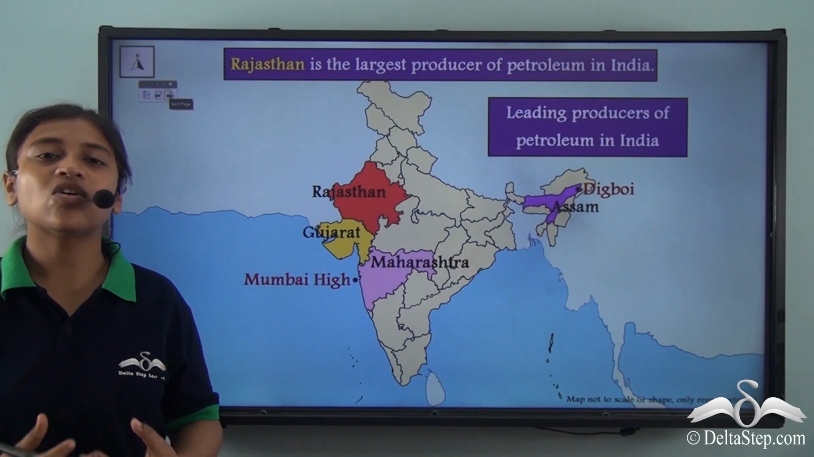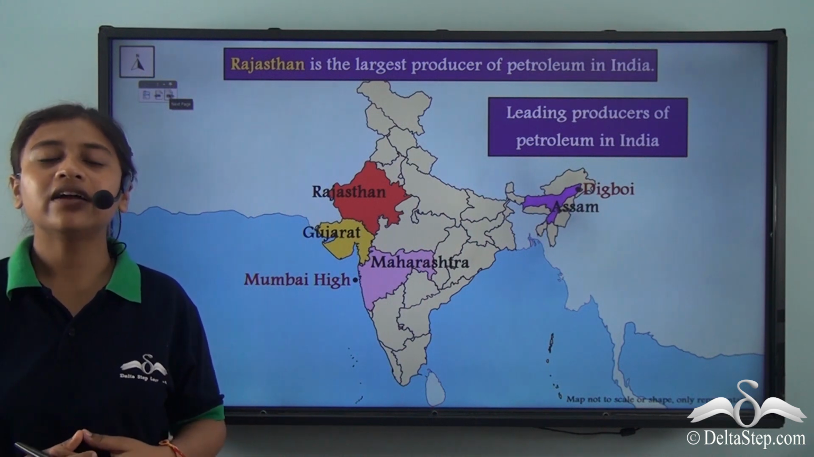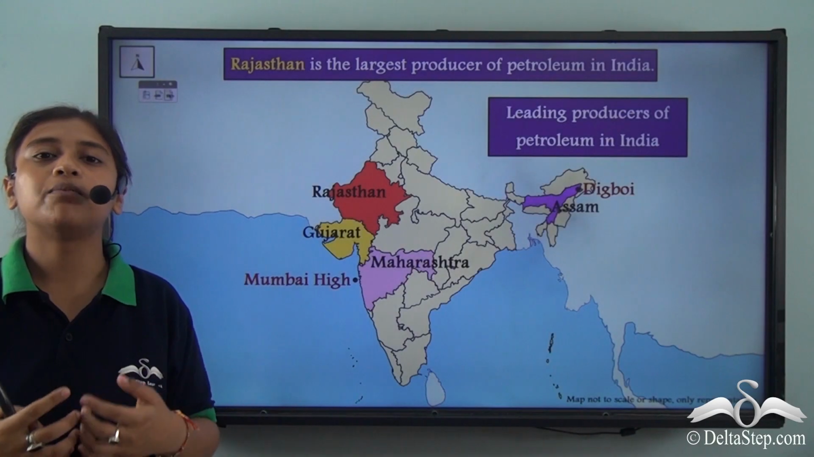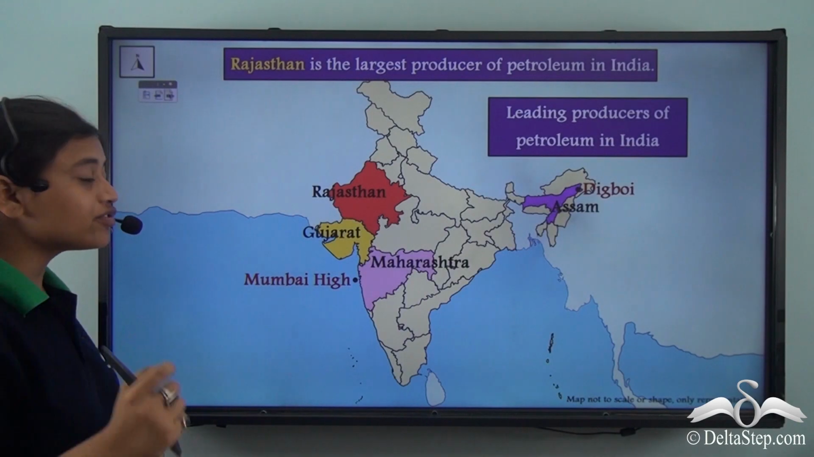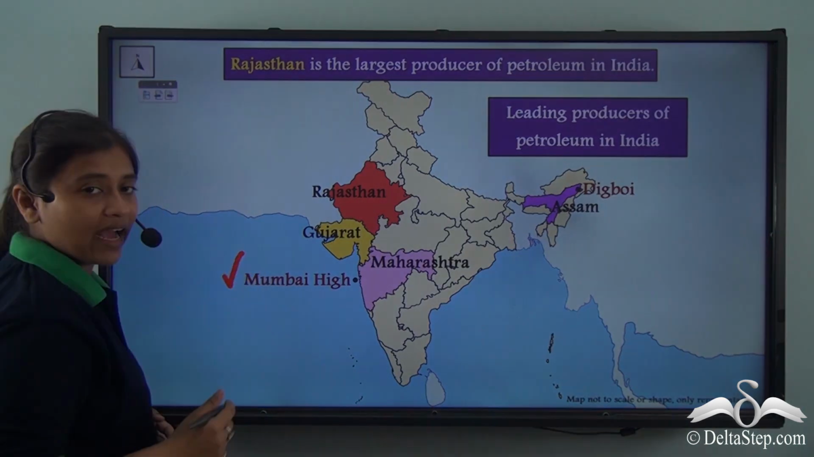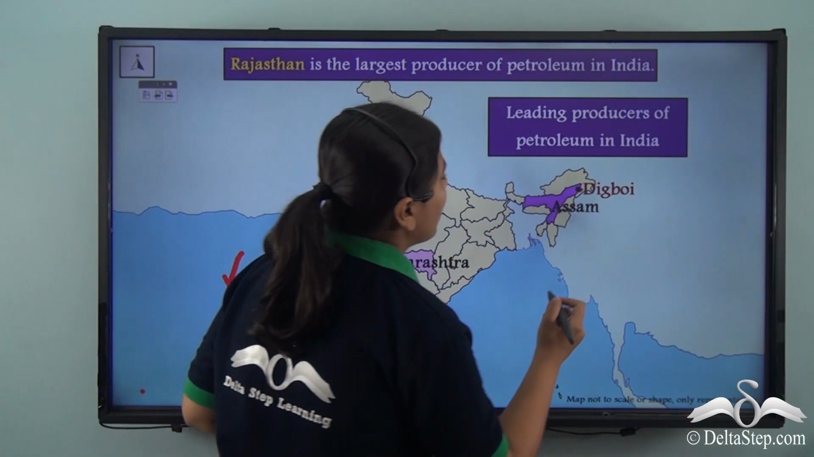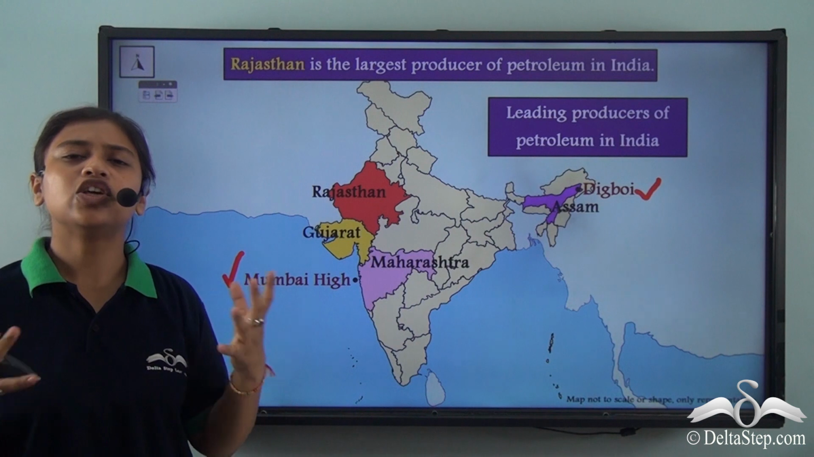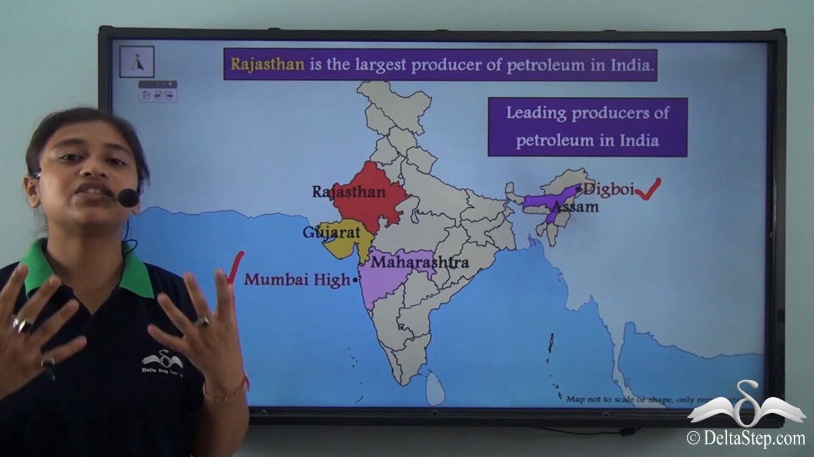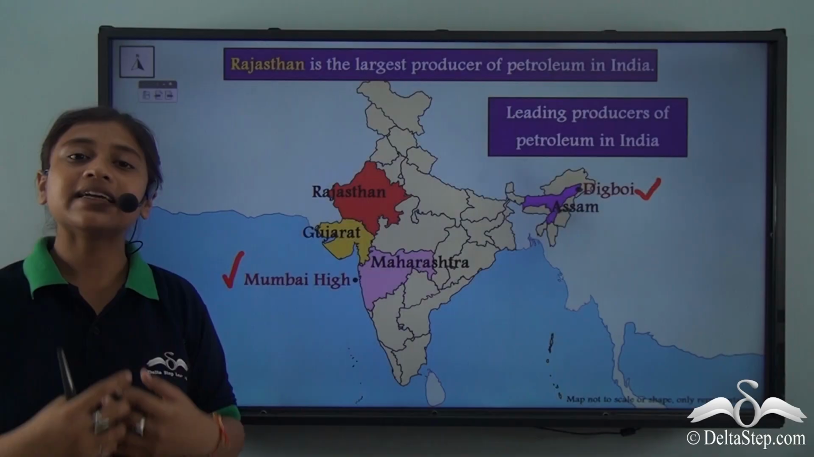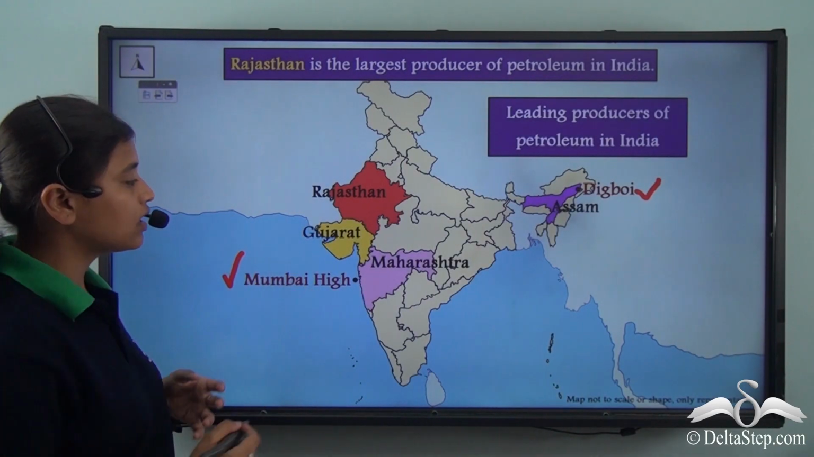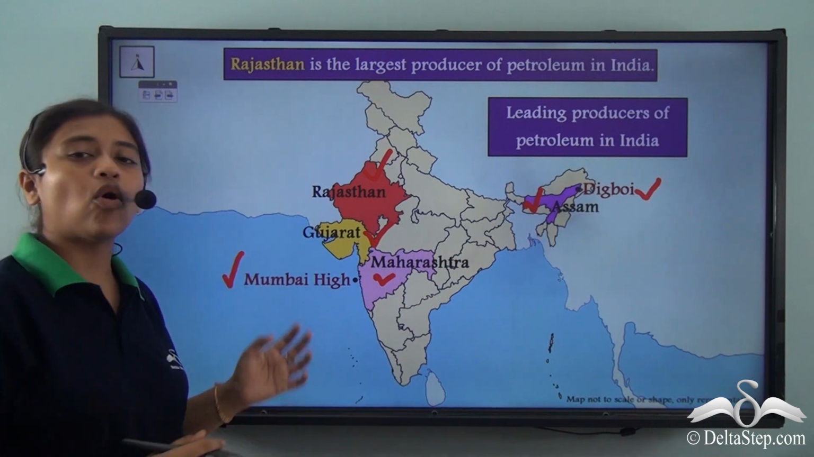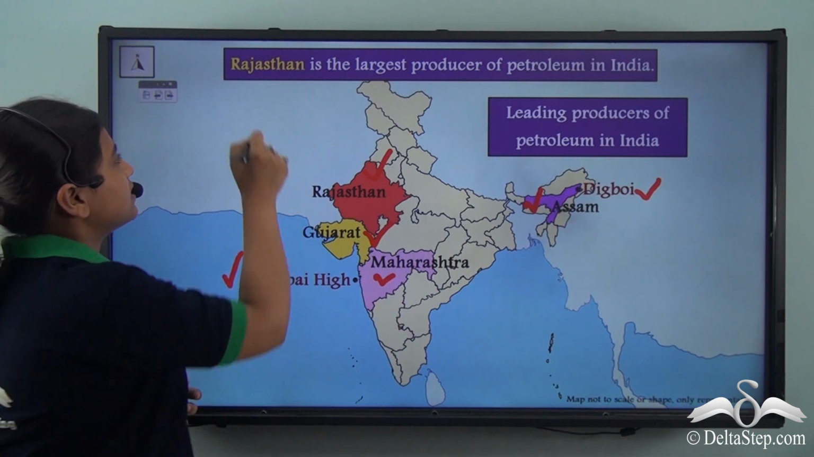In India, there are various onshore and offshore oil fields where this oil is extracted, and then sent to oil refineries where it is refined to obtain different byproducts. A very important offshore oil field in India is Mumbai High, and a very important onshore oil field is Digboi in Assam. These two are the most significant oil fields in India from where we get huge amounts of petroleum, and from here it is sent to different oil refineries where it is refined. The leading producers of petroleum in India include Maharashtra, Assam, Rajasthan, and Gujarat. Out of all these states, the largest producer of petroleum in India is Rajasthan.